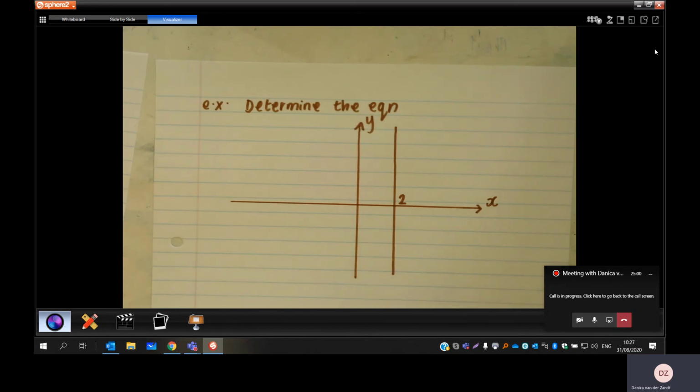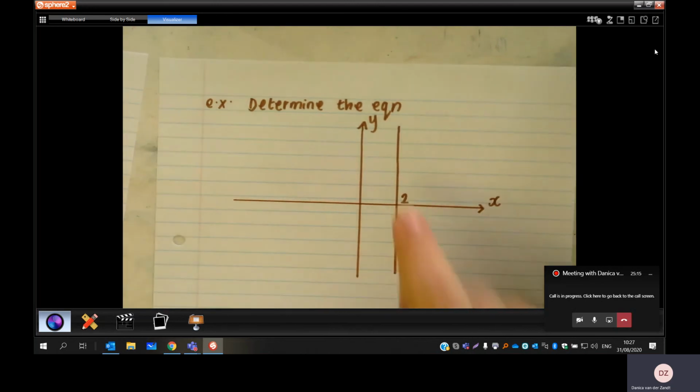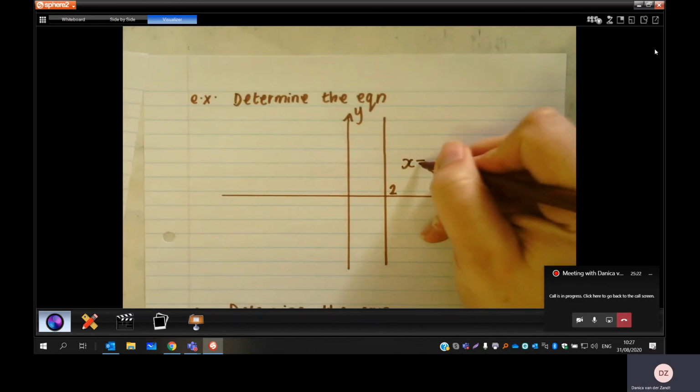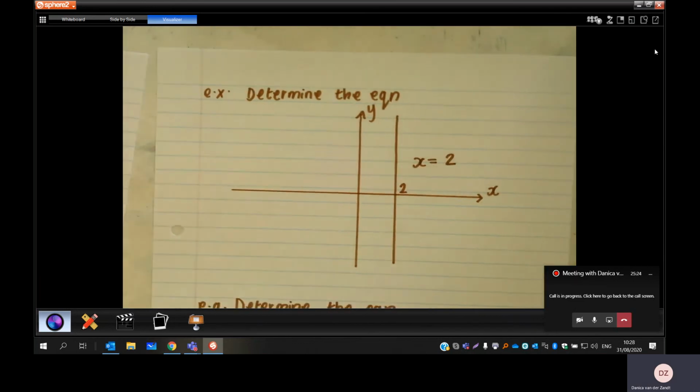Vertical line. And if it's a vertical line or a horizontal line, it will either be x equals or y equals. That's it. There's nothing else. Is this going to be an x equals equation or a y equals equation? An x equals, because it's cutting my x-axis. So what is that equation? x equals 2. That's it. Done. That's your equation. Whatever axis it is cutting is the letter that you use. Whatever number they give you is the number that you use.